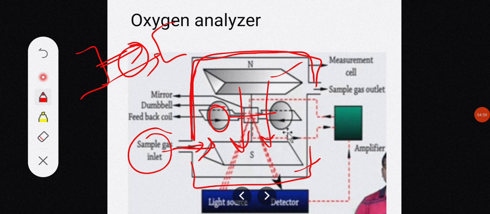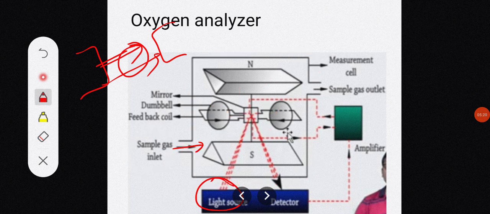So the introduction of a sample having oxygen will actually move the dumbbell, and the magnitude of the dumbbell displacement is proportional to the amount of oxygen in the sample. How the displacement is recorded: here you can see there is a light source. This light is falling onto this mirror. The light is falling onto the mirror, getting reflected back here and being detected by the detector. If the dumbbell moves, the mirror attached to the dumbbell will also move, and the intensity of light falling on the detector will vary accordingly.